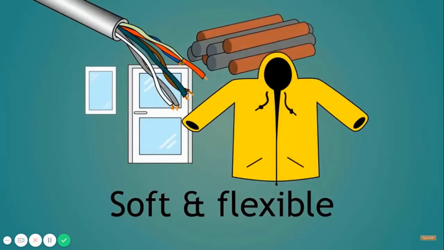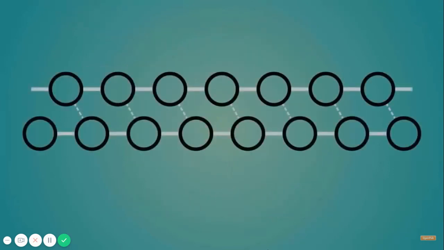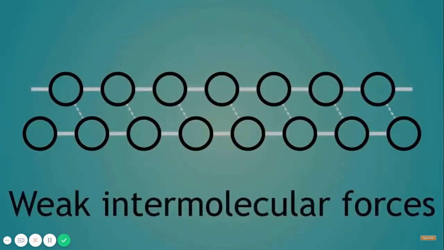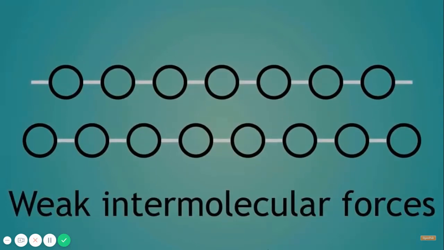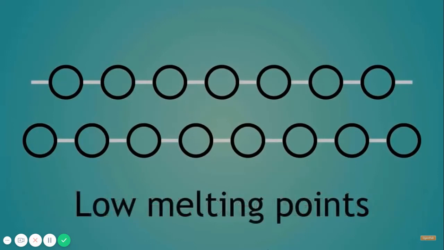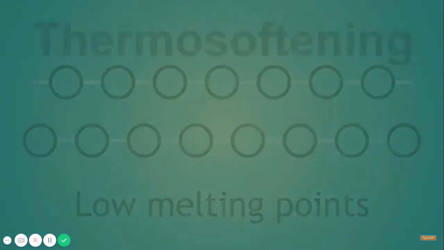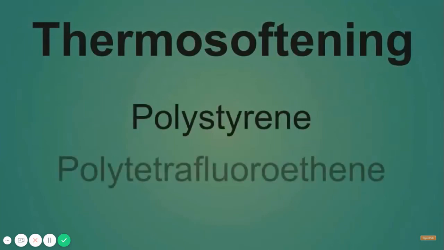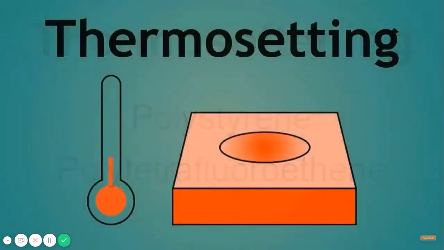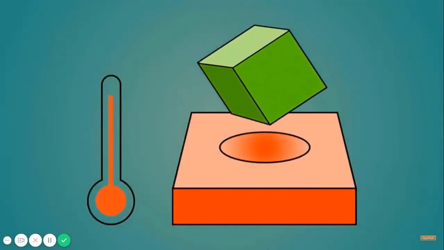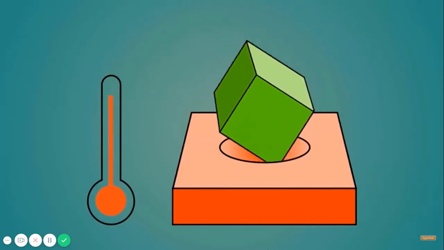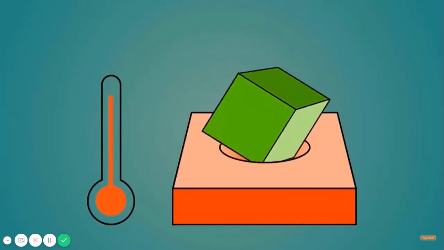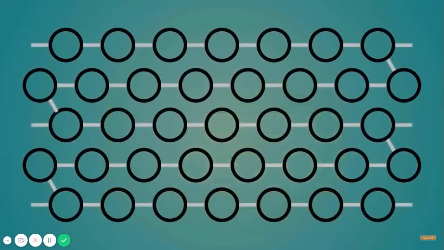In fact, these polymers can only interact by weak intermolecular forces and can therefore be separated rather easily when heated, giving them relatively low melting points. Some other thermosoftening polymers include polystyrene and polytetrafluoroethylene. Thermosetting polymers, on the other hand, do not soften when heated. Unlike thermosoftening polymers, these thermosetting polymers are cross-linked to one another.